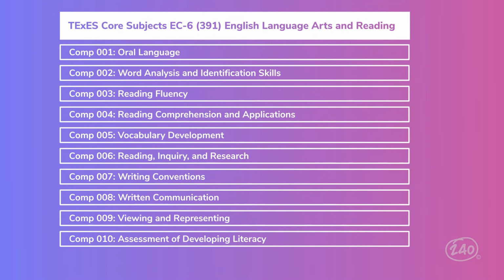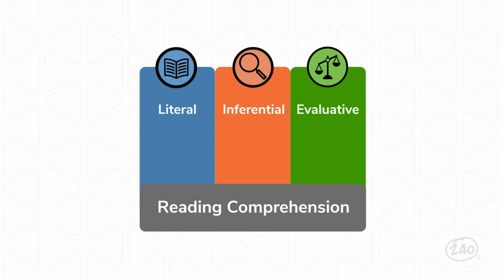On to competency 4, reading comprehension and applications. Here, students move from learning to read to reading to learn. You need to know the difference between literal, inferential, and evaluative comprehension. And you'll need to be able to recognize which strategies or types of questioning are best to develop each kind of comprehension. To build literal comprehension, work on things like summarizing and identifying plot elements, like setting. For inferential comprehension, help students recognize cause and effect relationships and make predictions. To develop evaluative comprehension, model metacognition and help students make opinions about the text.